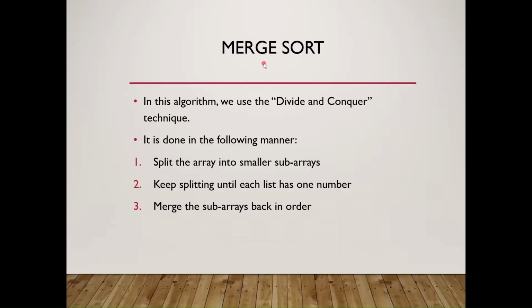Now we will talk about merge sort, and it is a type of divide and conquer algorithm. So it is done in the following manner. It splits the array into smaller arrays, and it keeps splitting until only one element is left in the array, and it then starts merging them back in a sorted manner.